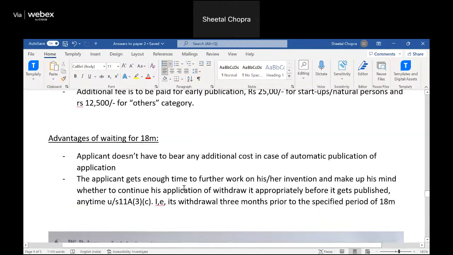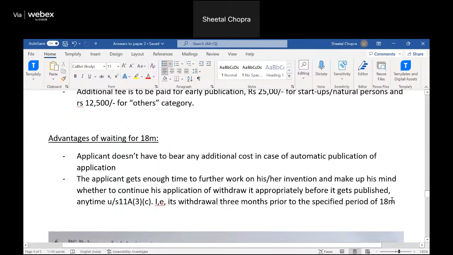Now, the second portion of the question was, what are the advantages of waiting for the automatic publication that happens after 18 months? If one waits for 18 months and doesn't hurry, then certainly the applicant doesn't have to bear any additional cost, because there will be an automatic publication by the patent office anyway. And the applicant gets enough time to further work on his or her invention and make up his mind whether to continue the application or withdraw it before it gets even published, and re-identify his strategy, whether to refile again with a lot more content and experimental data, etc.